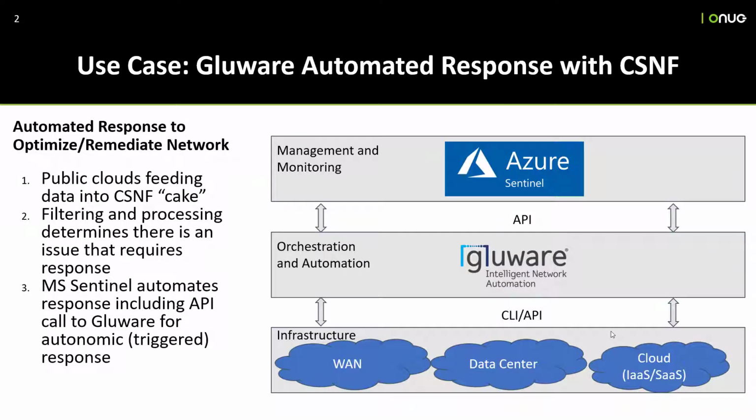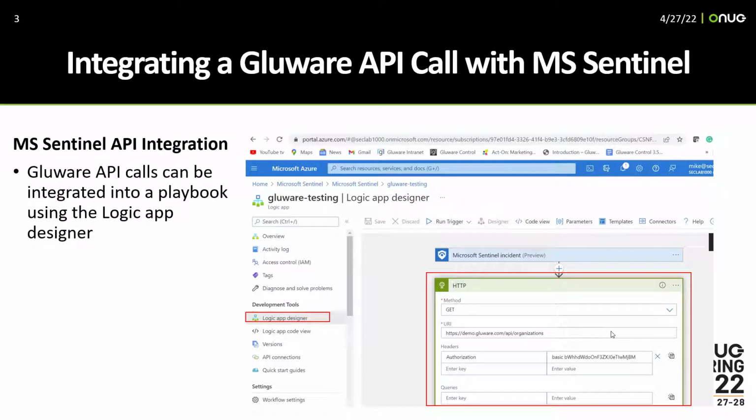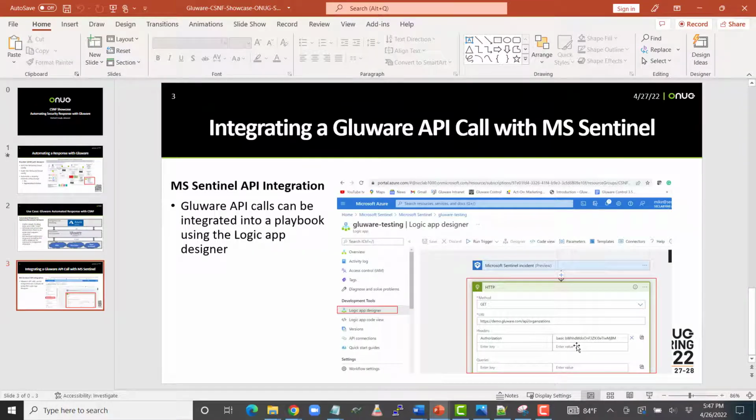So just one more quick slide, or actually two more. In terms of the visibility here, Gluware is at the automation orchestration layer. We're automating the network layer, including the WAN, the data center, and the cloud. In this case, the demonstration was with AWS. And we are being API integrated with Microsoft's Sentinel, which is performing an API call to trigger Gluware to perform the automated response. And one other quick note is that in Microsoft Azure Sentinel product, we're just inserting an API call to call Gluware programmatically. So with that, let's jump into the live demo portion of this.